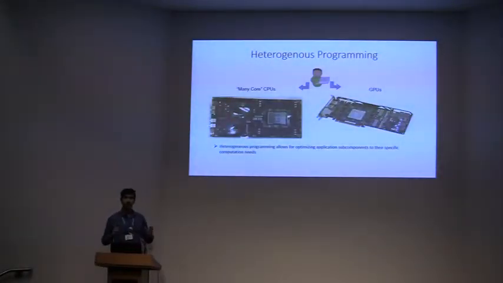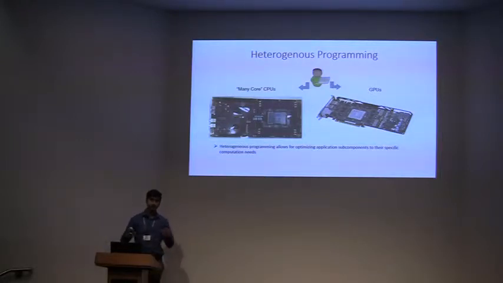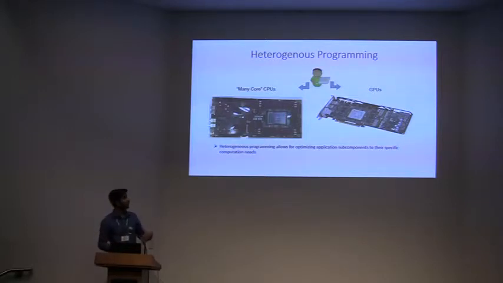So I'll start with a bit of introduction of heterogeneous programming and why it's interesting. Heterogeneous programming is a paradigm where you have different types of processors working in conjunction with each other. It's interesting because you can specialize different application tasks according to their particular computation needs. For instance, you can have GPUs and many core CPUs work in conjunction, specialized for different tasks. For serial processing, you can have many core CPUs. For massively parallel applications, which are more throughput bound, you can have GPUs.